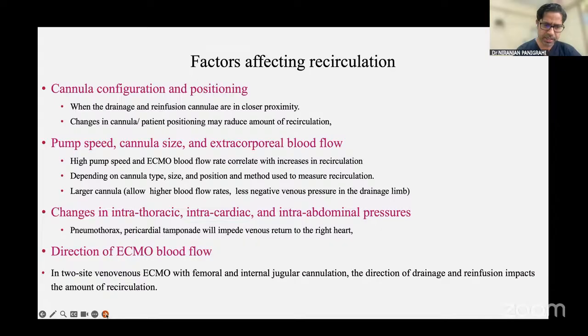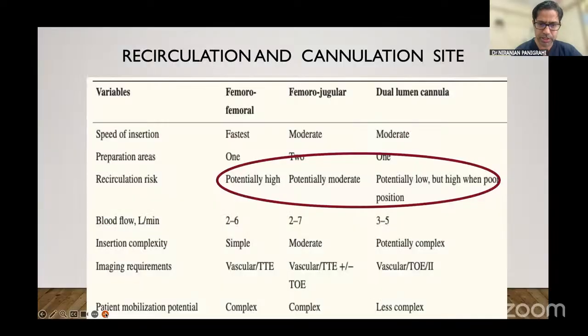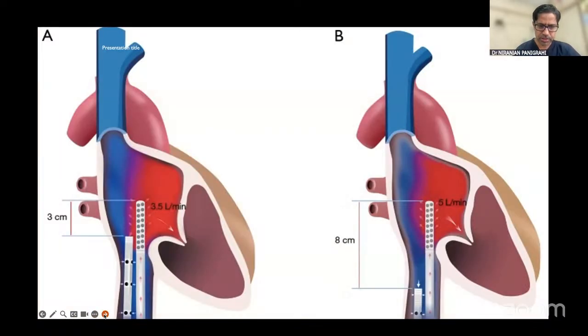And in the later phase, the only way to address it is to address the pulmonary pressures, maybe pulmonary vasodilators may be the answer. Now, depending upon the cannulation site, if we are going for a femorofemoral, it causes the highest amount of recirculation compared to the femorojugular, and the absolute answer for it is to go for a double lumen cannula. But again, the cost is a factor that needs to be considered.